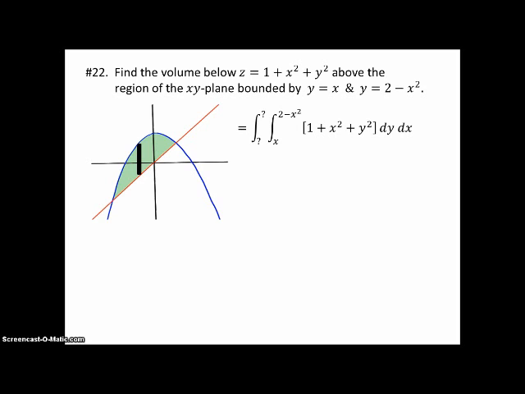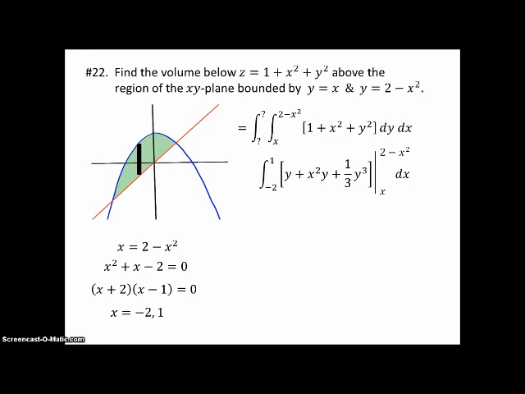Well, we're going to need to find the intersection points. So we set x equal to 2 minus x squared, and solving, we get two intersection points, 1 and negative 2. So the x limits of integration are going to be negative 2 to 1.